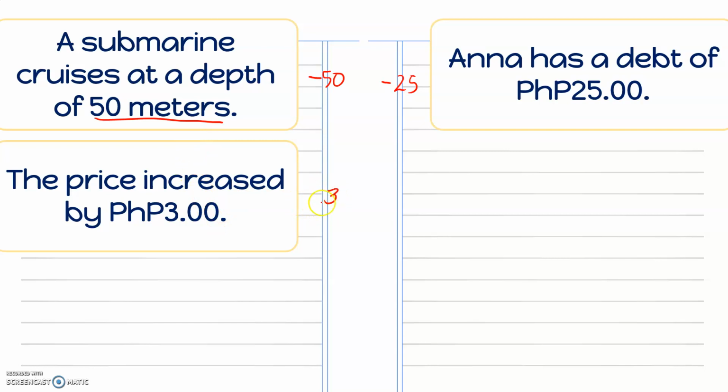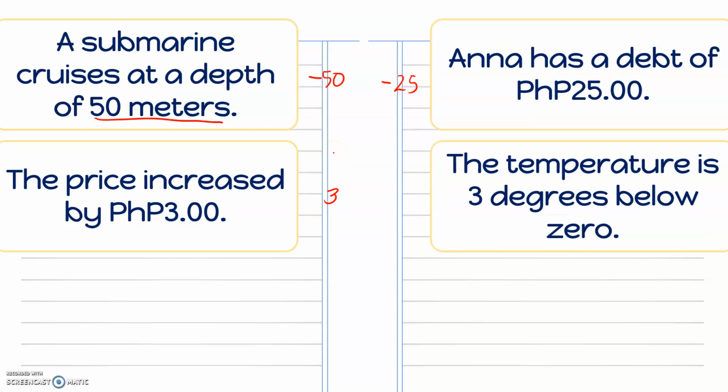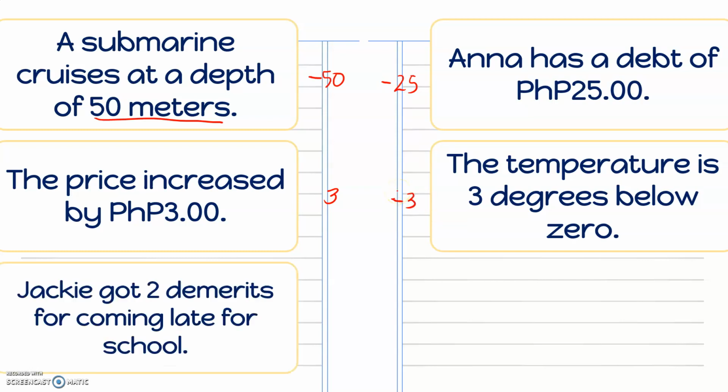The symbol for positive is like a plus sign, but we no longer write it whenever we're writing a positive integer, because again, positive integers are whole numbers, or whole numbers are positive integers. Next, the temperature is 3 degrees below 0. Since it's below 0, we'll have 3 degrees as negative 3.